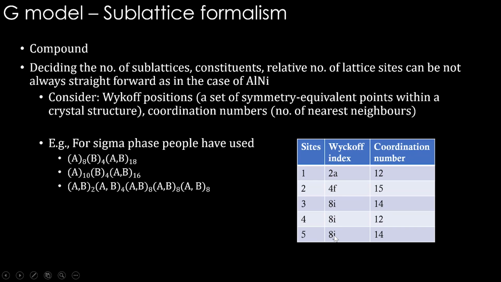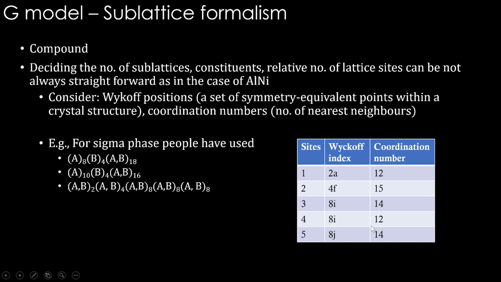Basically, to say that two atoms have A type of Wyckoff positions. So these are the different types we have, and coordination numbers are here. If you see 8i, 8i, about 16 atoms have I type of Wyckoff position, but 8 of them have 14 coordination number and the other 8 have 12 coordination number.